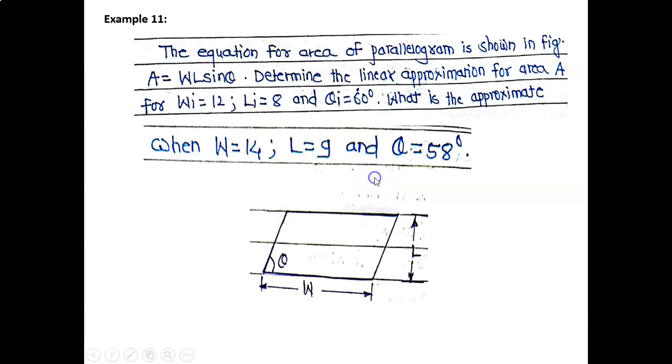Therefore this is our parallelogram. This is width, this is length. Width is denoted by letter W and this L is nothing but the length of the side, and this theta is nothing but the included angle between the two sides. Therefore here from this equation A is equal to W L sin theta, we are getting that area is a function of three variables, that is W, L and theta.